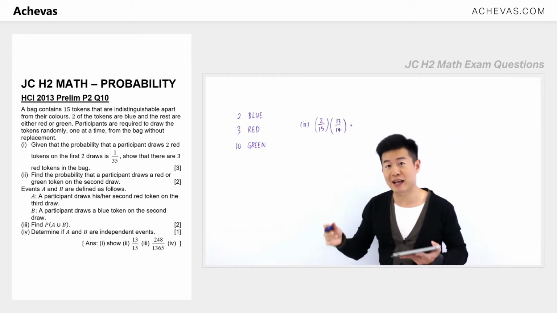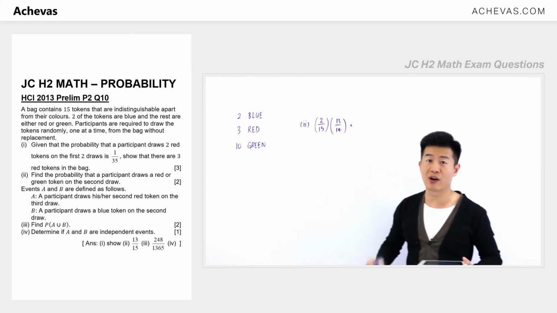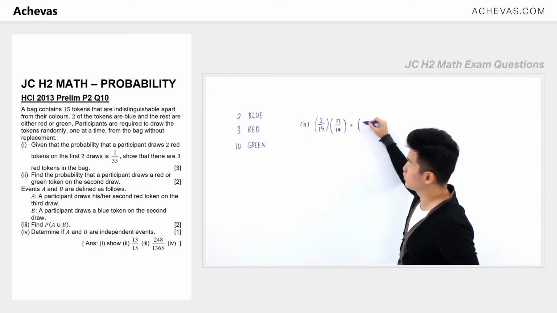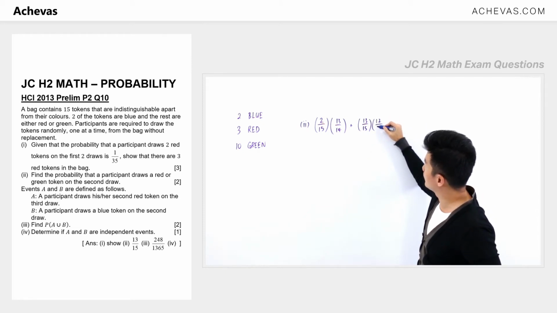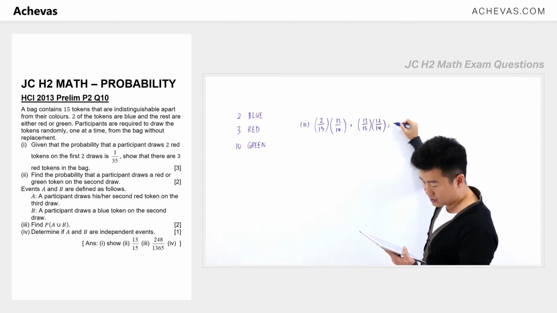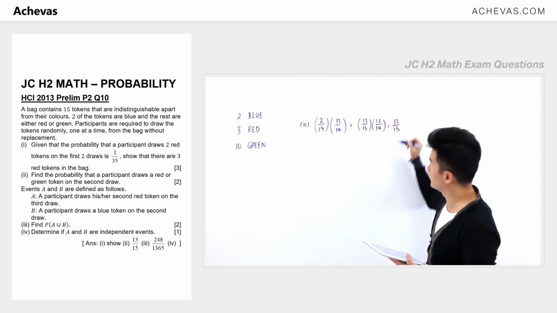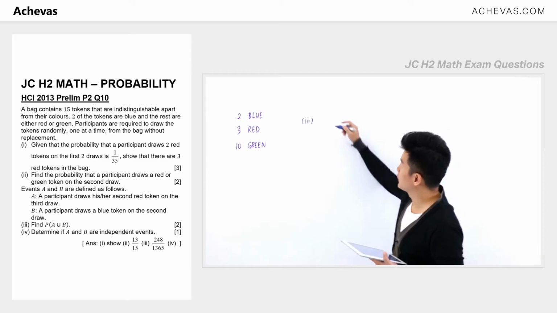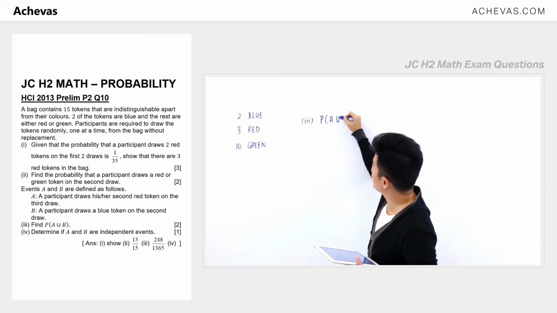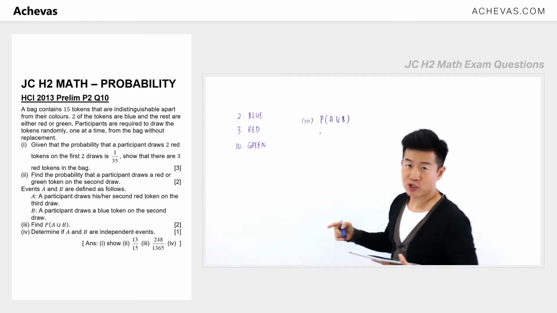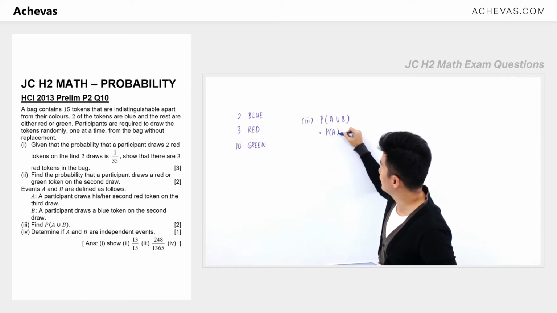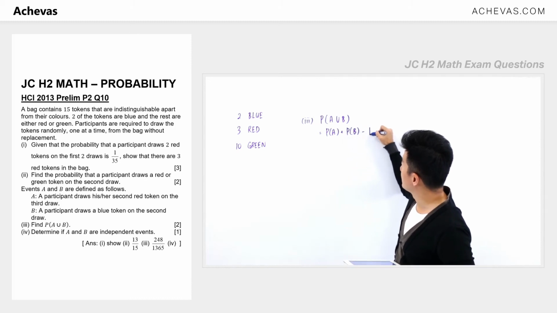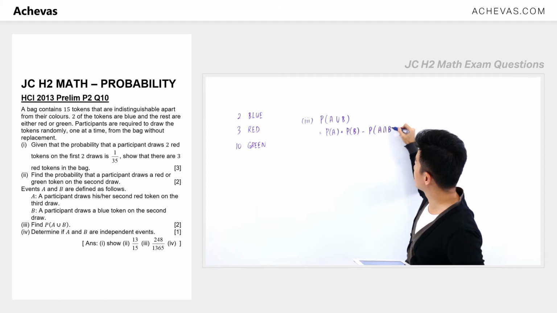Another possibility is that both the first and the second draw are red or green. So for the first draw to be either red or green, it is going to be 13 over 15, and for the second draw to also be red or green, it is going to be 12 over 14. If you were to calculate, this is equal to 13 over 15. What we want to find now is the probability of event A union event B. We are just going to make use of the equation given in our outline. It is probability of A plus the probability of B minus the probability of A intersect B.